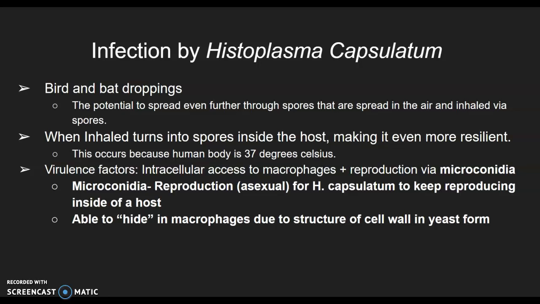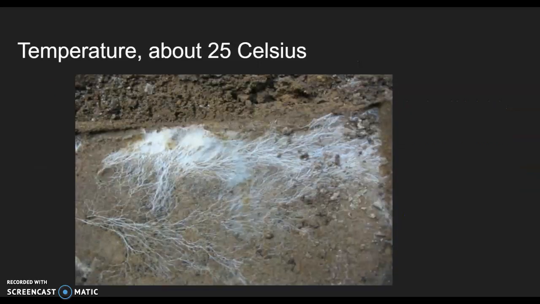A virulence factor of Histoplasma capsulatum is that it's an intracellular pathogen, has easy access to macrophages, which we'll talk about later, and could keep on reproducing through microconidia. Microconidia help with asexual reproduction of Histoplasma capsulatum to keep it going inside of the host, and because of its cell wall, it's able to hide in macrophages while in yeast form.